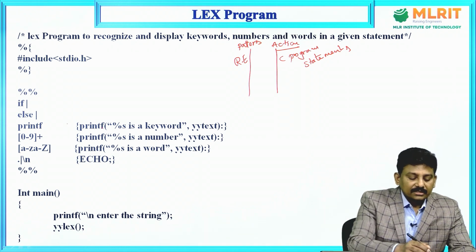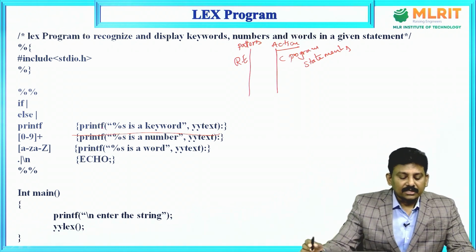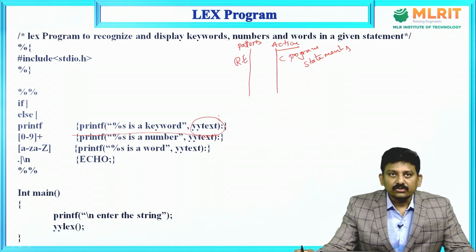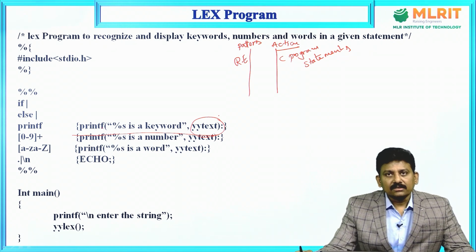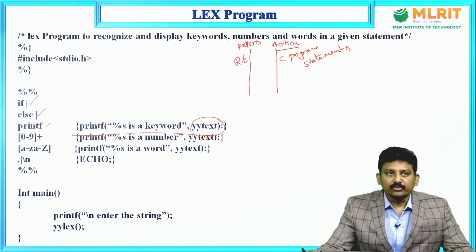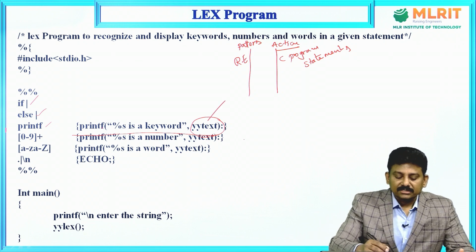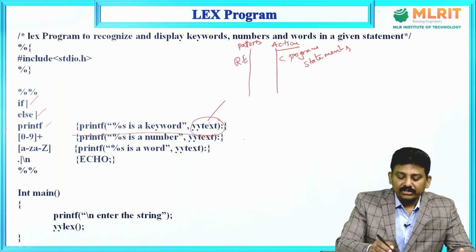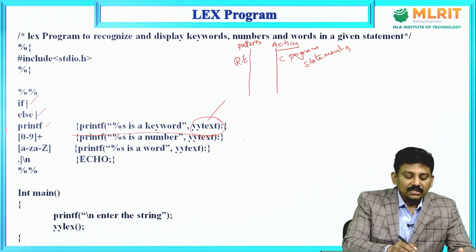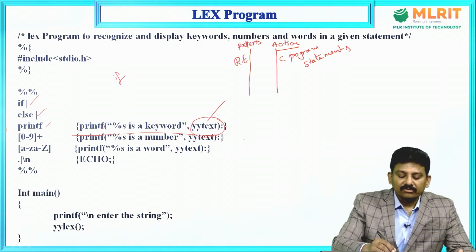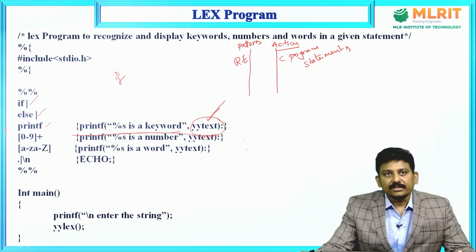If this is the pattern, the action should be like printf percentage s is a keyword. Here yytext is a Unix function that will contain the input that is matched with the pattern. Whatever input is given by the user, if that input matches with any of these patterns or regular expressions, that will be available in yytext. So percentile s is whatever value is contained in yytext, that will be printed. For suppose the given input is if, that is available in yytext, so that if is a keyword will be printed.